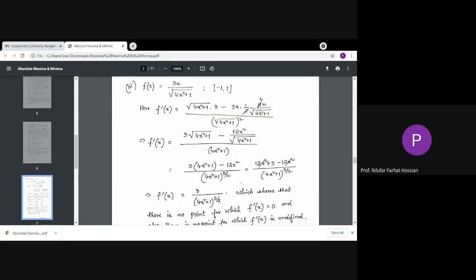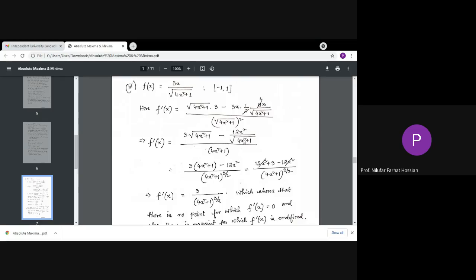So 8 is cancelled. There will be 4. So what are you getting? 3 into root over 4x square plus 1. And here 3x into 4, that means 4x, sorry. So it will be 12x square divided by root over 4x square plus 1.